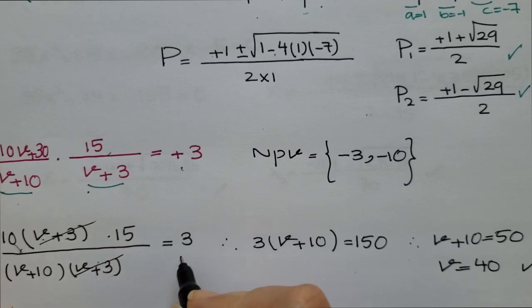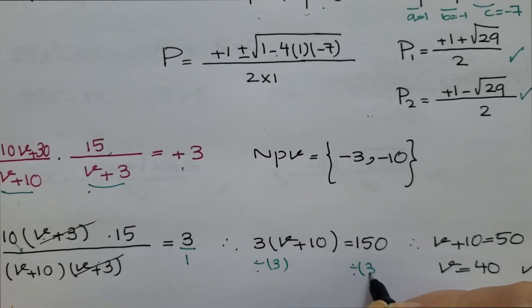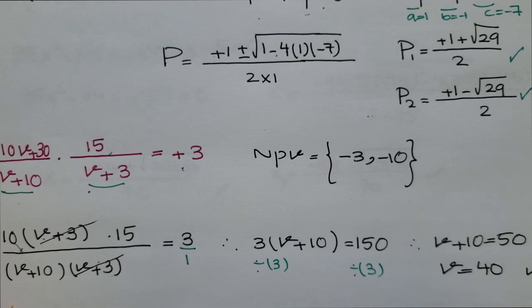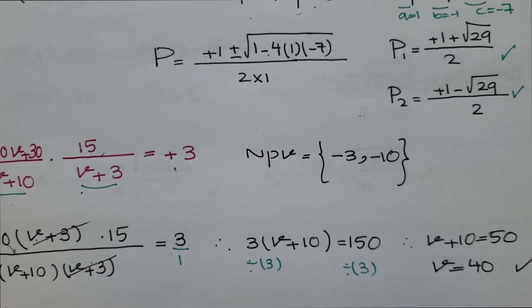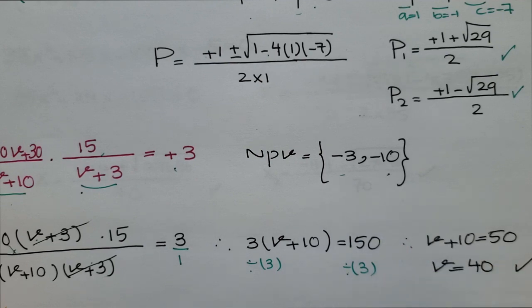So after simplification, I have to do cross multiplication. So 3 times v plus 10 would be 150. And then from here, I can divide both sides by 3 to make it a little bit simpler, working with smaller numbers. So v plus 10 would be equal to 50. From here, the value for v would be 40, which is different from the NPV values. So this is an acceptable answer.